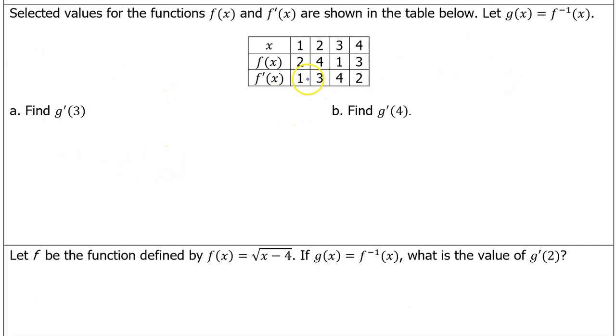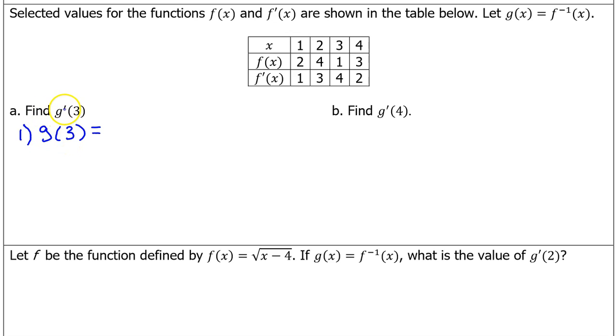Sometimes they give you a bunch of information in table form, and it's your job to pick out what you need. Selected values for the functions f of x and f prime are shown in the table below. Let g of x be the inverse of f. Part A. Find g prime at 3. Remember, g is the inverse, so this is the derivative of the inverse at a point. Whenever you realize that you are being asked for the derivative of an inverse at a point, it's the three-step process I just taught you.